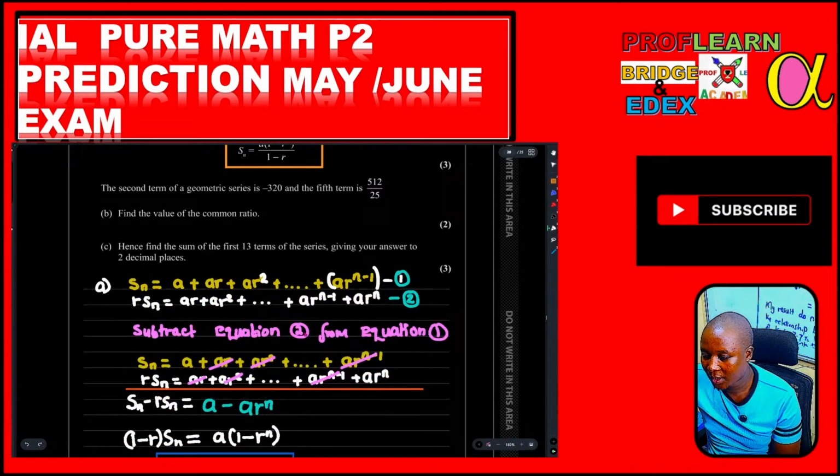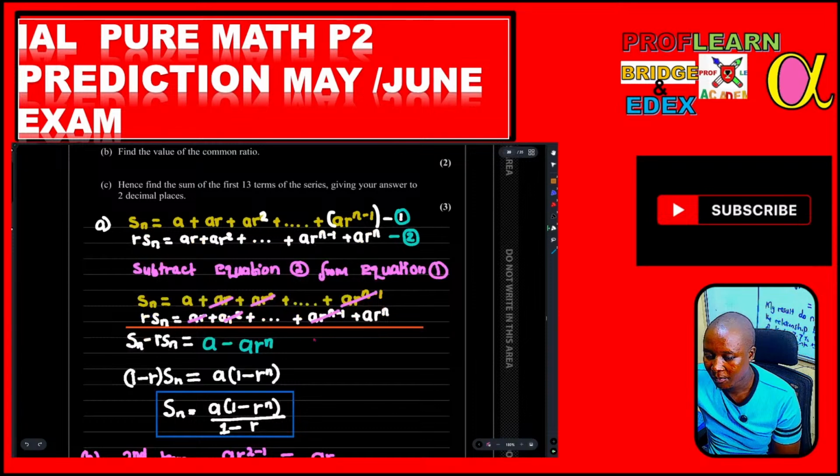Now, subtracting equation 2 from equation 1, it becomes S_n minus rS_n. On the right side, if you subtract A minus nothing, we don't have any term of A in equation 2, so we shall write A there.